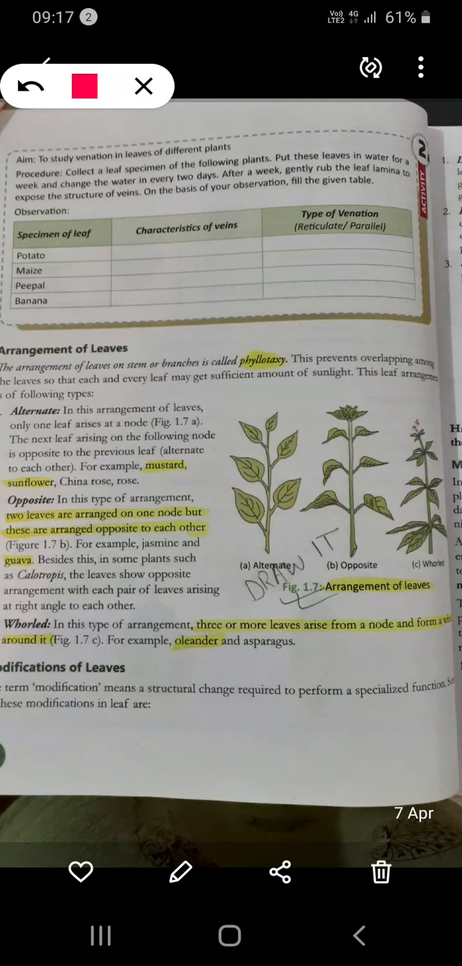Now the next topic is arrangement of leaves. You can see here there are different types of arrangement of leaves in a plant. In different plants, there are different arrangements. You can see here in this type of plant, one leaf is on the left side, the other leaf is on the right side. This type of arrangement is called opposite arrangement, because all leaves are just opposite to each other.